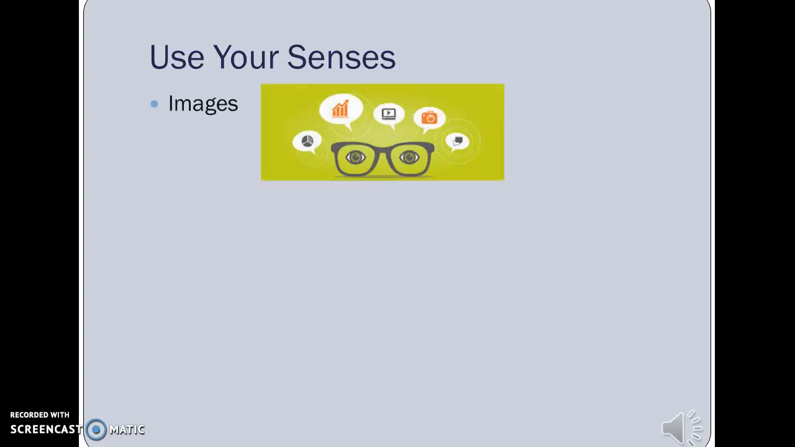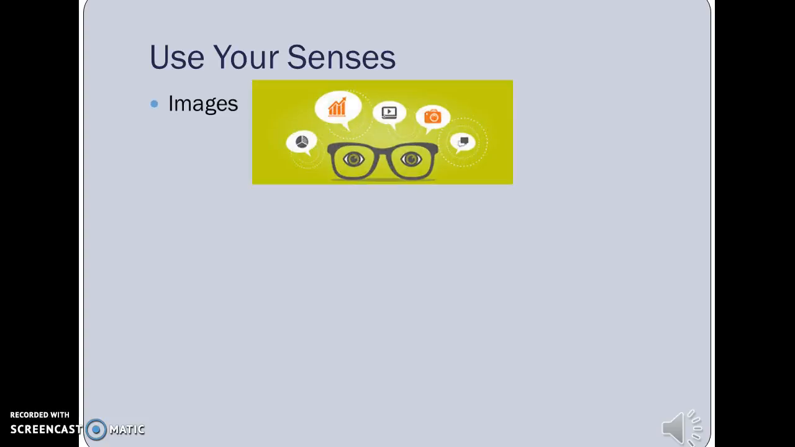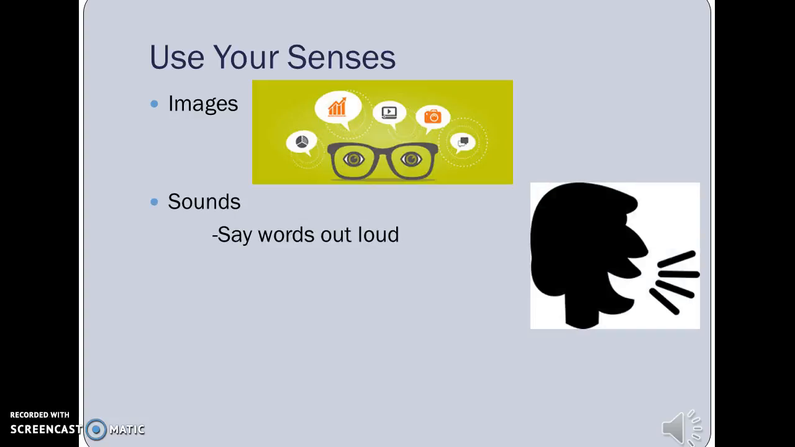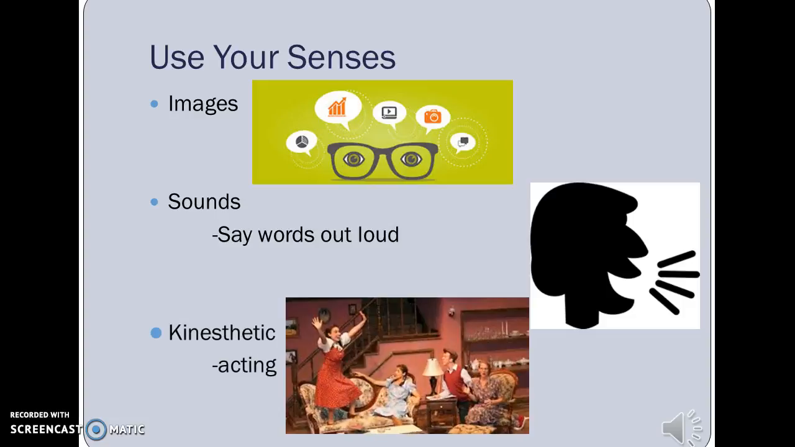Okay, next you can use your senses. So for example, images. You can make an image in your head of something. You can say words out loud. This will help you remember something. And you can also act out something. So for example, say you're learning some shopping vocabulary. It might be helpful for you to practice having a conversation with a store clerk. Like, excuse me, can you help me find something?